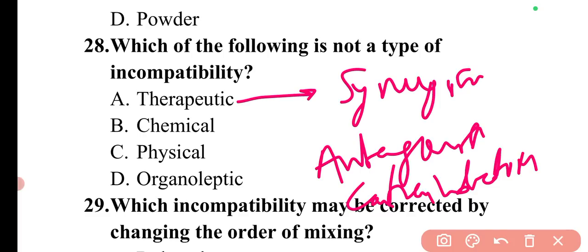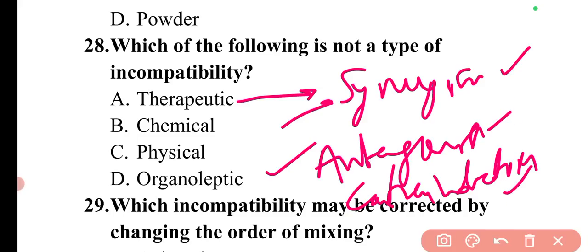You must have seen what is synergism. When two or more substances are combined or given in combination, the effect will be increased as compared to their individual effects. So that is a synergism. What is antagonism? Antagonism means one substance will give the opposite action to that of the drug, so it will produce the opposite effect. So that is antagonism.